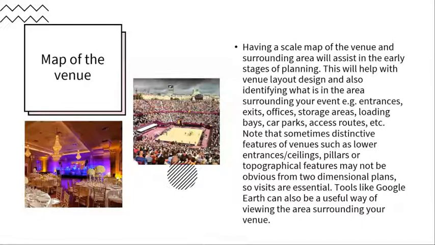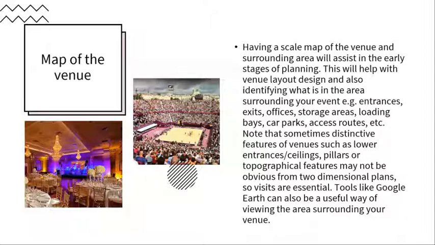What do we understand by a map of the venue? Having a scale map of the venue and the surrounding areas will assist in the early stages of planning. This will help with the venue layout design and also identify what is in the area surrounding your event, for example, entrances, exits, offices, storage areas, loading bays, car parking, access routes, emergency exits, etc.